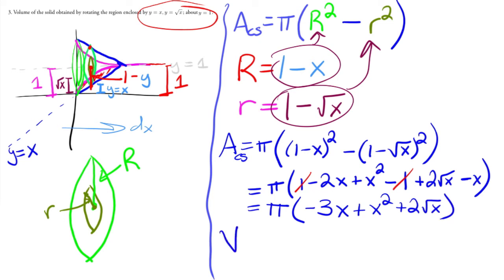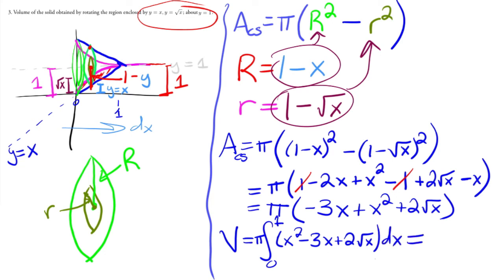So then the volume is simply equal to the integral from 0 to the intersection, which is 1, so from 0 to 1, of the area of the cross section, which is this guy right here. Let me just put them in order. x squared minus 3x plus 2 root x, with respect to x. And so if you use the fundamental theorem of calculus on this guy and all that kind of good stuff, you would get pi over 6.